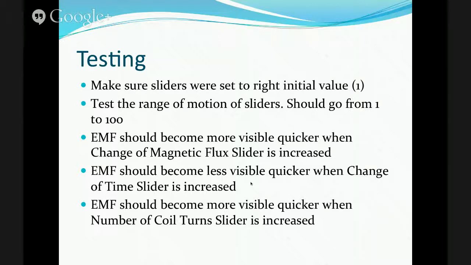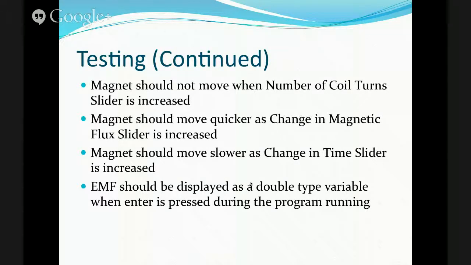EMF should become more visible quicker when the number of coils turned slider is increased, which works similarly to the change of magnetic flux slider. We also needed to make sure that the magnet does not move when the number of coils turned slider is increased by itself, if everything else is unchanged. It shouldn't move. The magnet should move quicker as the change in magnetic flux slider is increased. The magnet should move slower as the change in time slider is increased. The magnet is moving fastest when the time slider value is at its lowest point, because time is in the denominator of the equation.